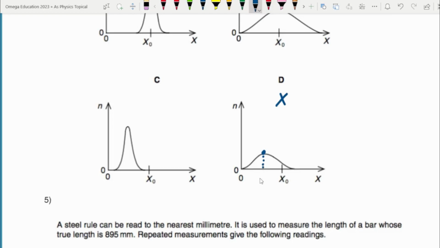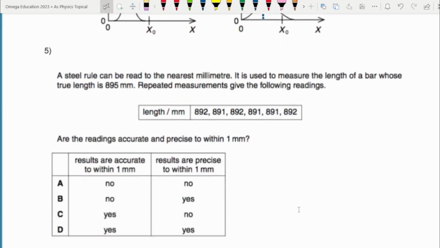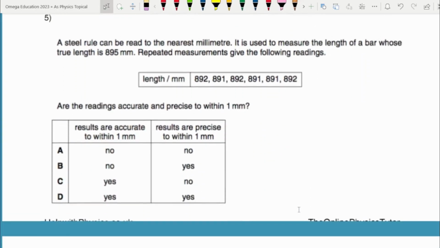The peak is not passing through the true value, but the problem is this one has a high random error as well, because there's large scattering of the data. The width of the graph is quite large. It means the values are quite different from one another. So those are not precise. But for option C, the values are close enough, but they are not close to the true value. So C is the answer for this one. Let's take a look at question number 5.